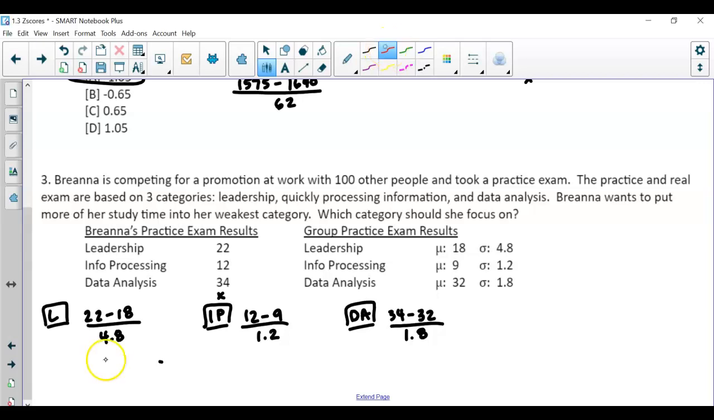So now the z-score for leadership is 0.83. For info processing, 2.5. For the data analysis, 1.11. So notice, what is the actual weakest category? Leadership, because that had the lowest z-score.